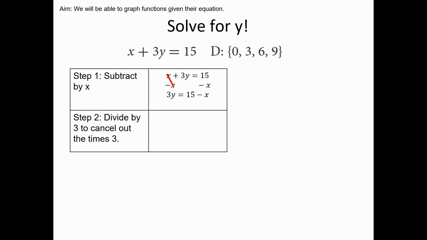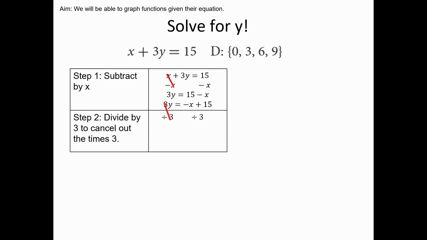Now, we're actually kind of used to seeing it more like this, so I'd recommend swapping the 15 and the minus x, so the negative x is in the front, and we have a positive 15 to the right. Now that we have that done, notice we still haven't solved for y because y is not by itself. There's a 3 there. And what that 3 is doing is it's multiplying. So the opposite of times 3 is divide by 3. And the whole reason we did that is so we can cancel it out.